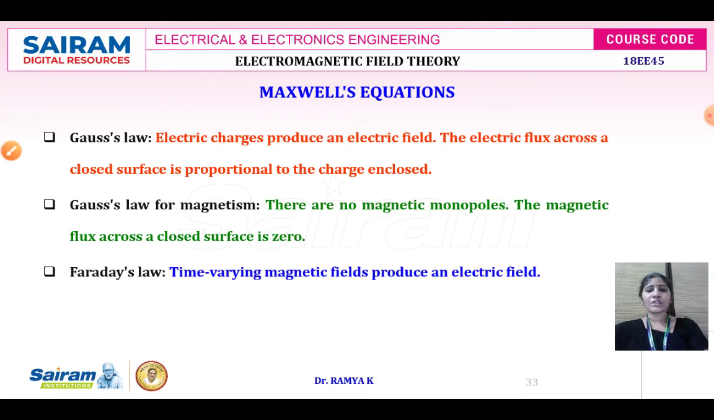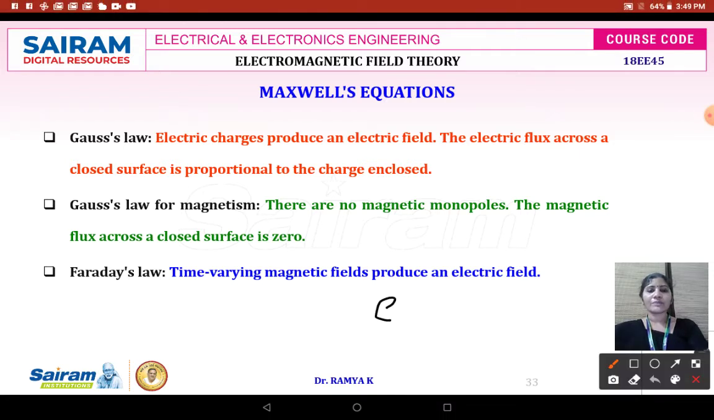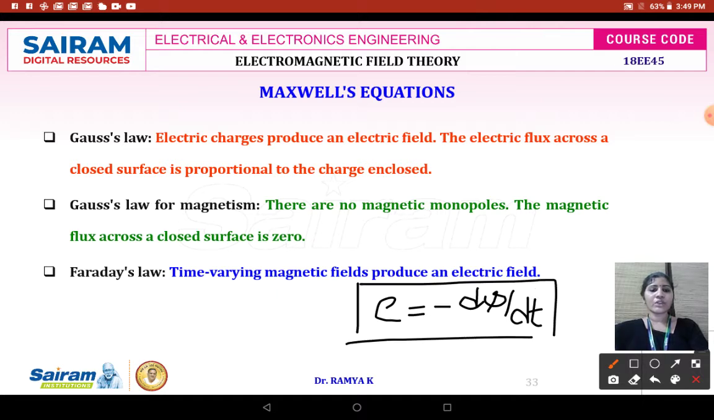Next one is Faraday's law. Faraday's law states that the time varying magnetic field produces an electric field. When the rate of change of flux linked with the coil changes, an EMF is induced according to Faraday's law. We are going to use this equation in Faraday's law for writing the Maxwell's equation both in point form as well as in integral form.